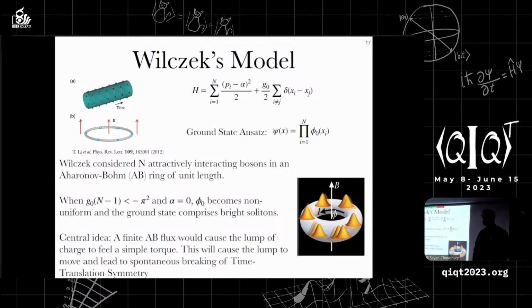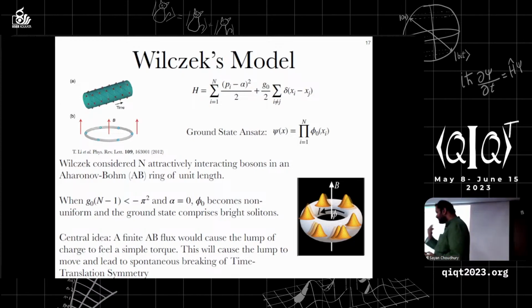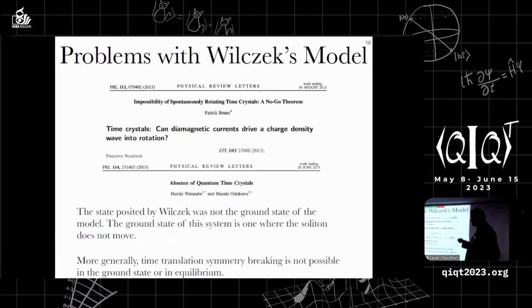And so what he proposed essentially was that the ground state of the system would be one where this soliton is moving around, and so the time translation symmetry is broken, right? And of course, this looks sort of dangerous because it looks close to a perpetual motion machine. You have something where the system is continuously moving in the ground state or in equilibrium. Okay, and it turned out that actually Wilczek's idea was wrong. This kind of system that one gets where the bright soliton is actually moving is not a ground state of the system. It's actually an excited state, and it's not an equilibrium state.